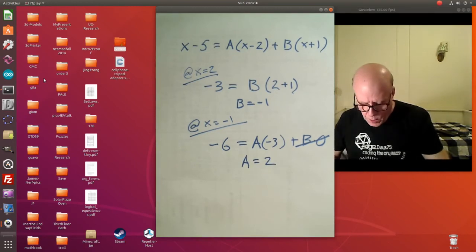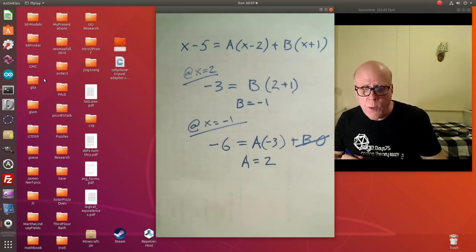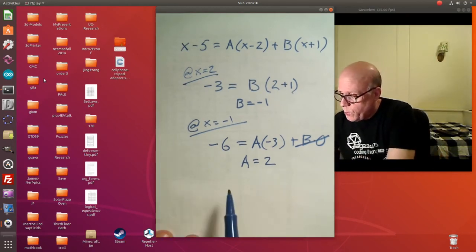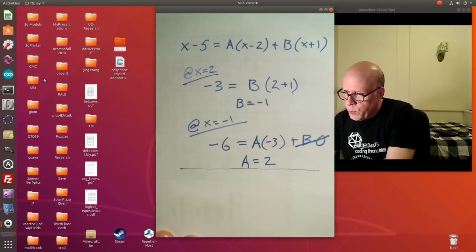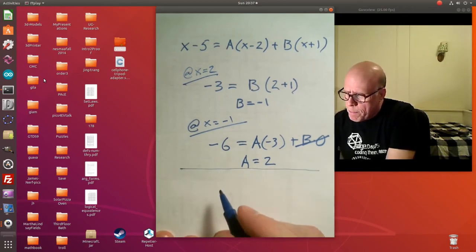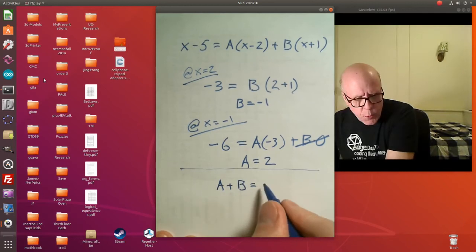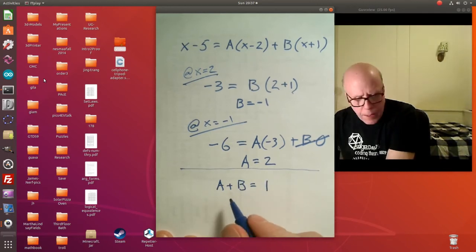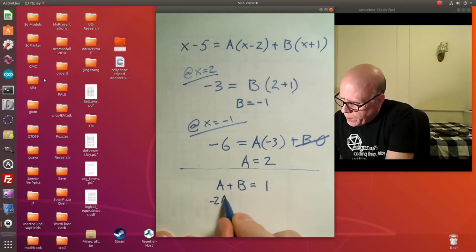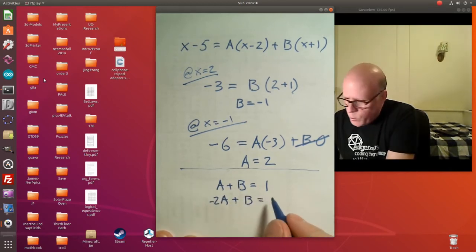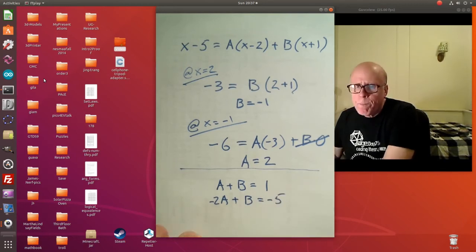There is a very nice general way to solve this sort of thing using the graphing calculator, and I also want to show you that, but that needs a little bit of a preamble. We had developed the linear system that A plus B was equal to 1 and negative 2A plus B was equal to minus 5, right?